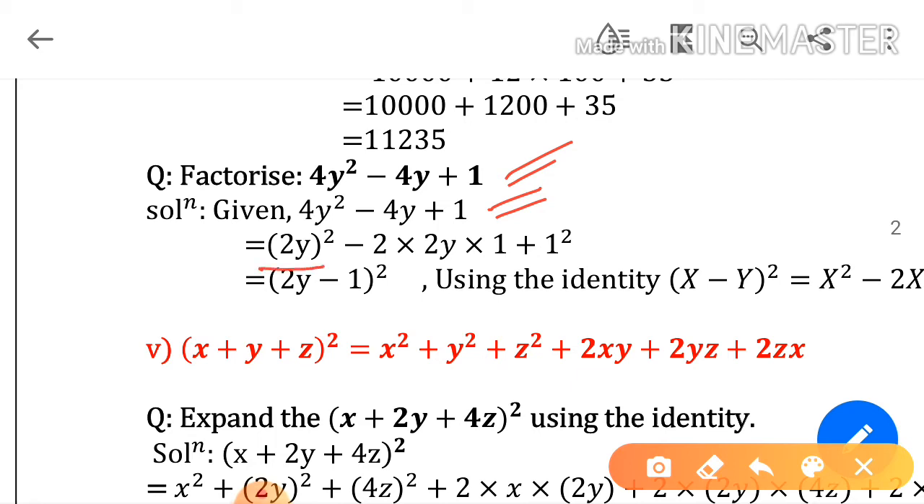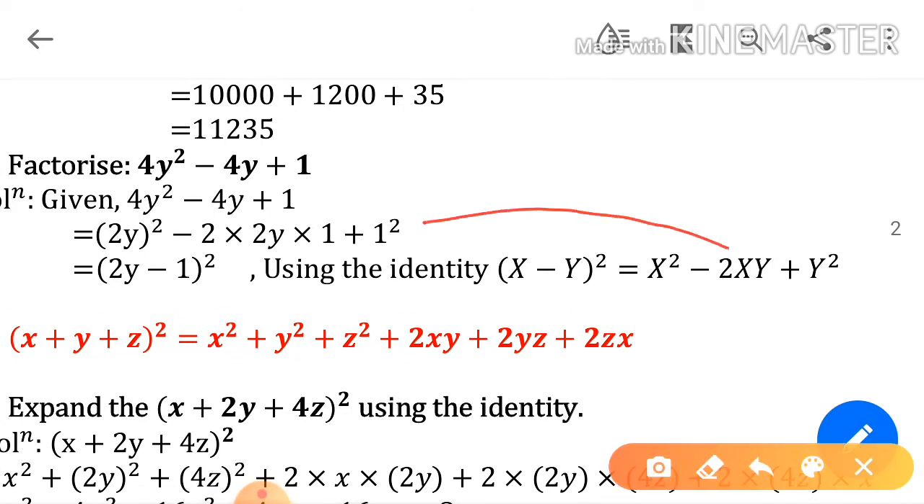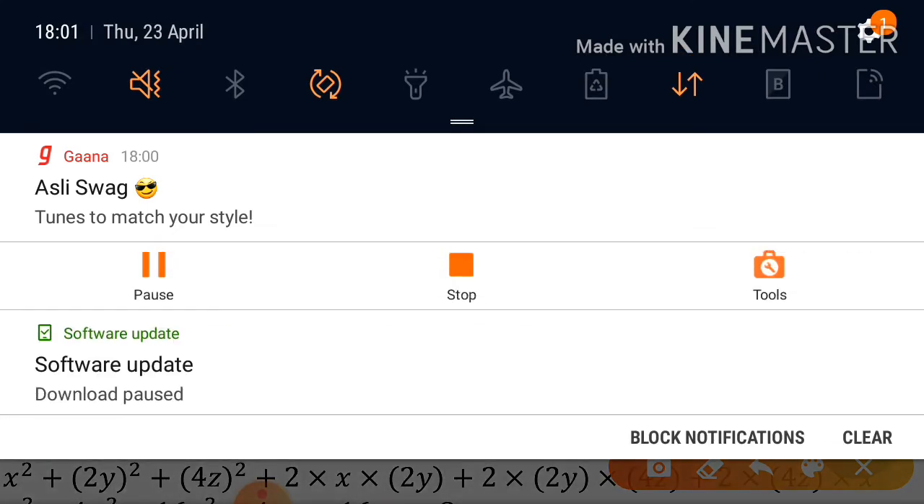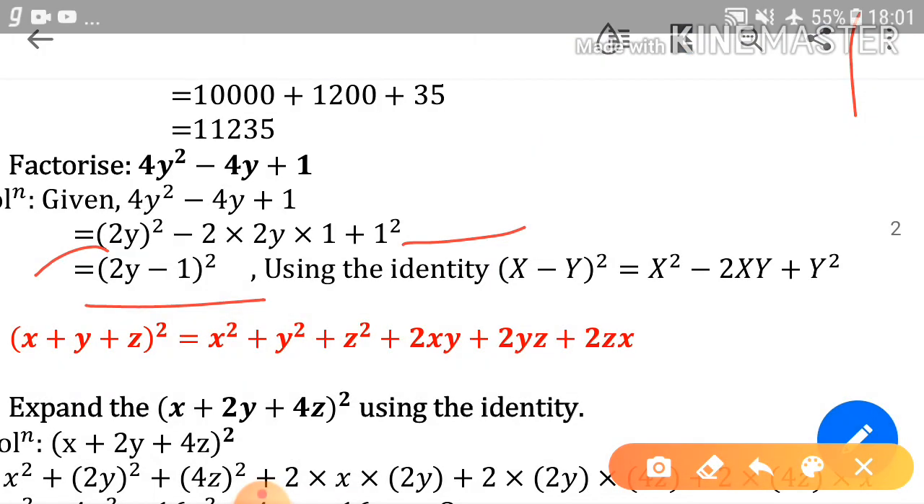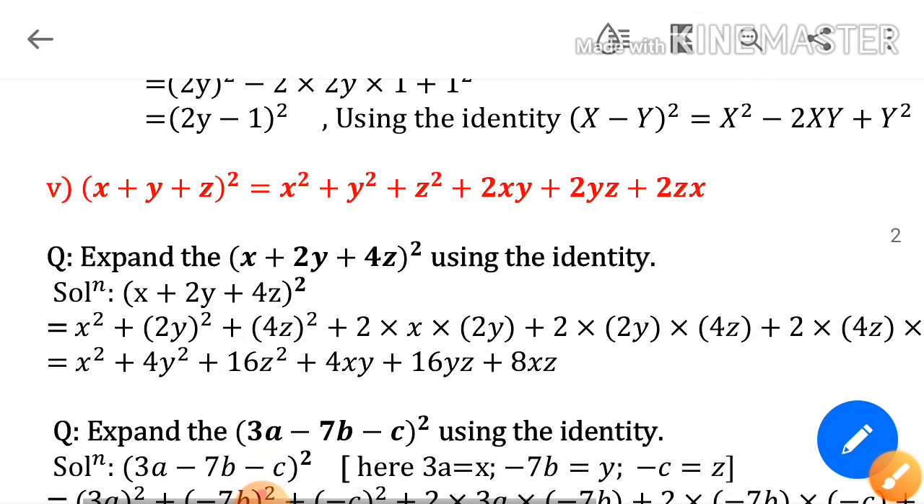We can write 4y square as (2y) whole square, 4y as 2 into 2y into 1, and 1 as 1 square. Then by this formula, we write the right side of the formula, that is x square, 2xy, y square. That's why we write (x minus y) whole square. Here x equals 2y and y equals 1, so it is (2y minus 1) whole square.